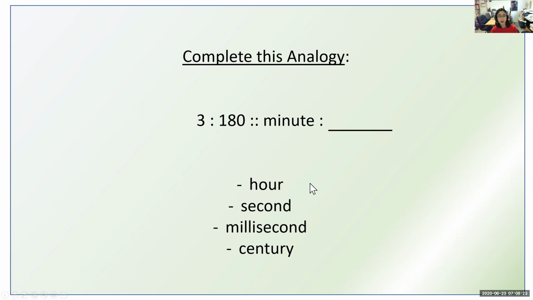And our options are going to be hour, second, millisecond. Milliseconds are really tiny, so it's like 1,000th of a second. And then century, which is 100 years. So again, hour, second, millisecond, century. Millisecond's tiny, century is huge. Okay, so 3 is to 180, so find that connecting detail, just as minute is to something. So you're going to pause this video and write down your answer on a piece of paper.